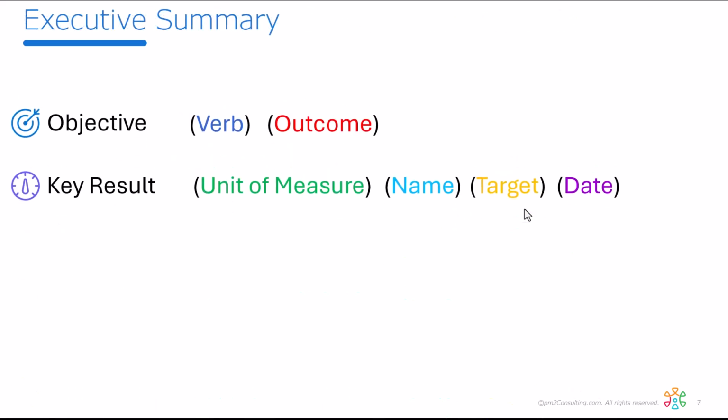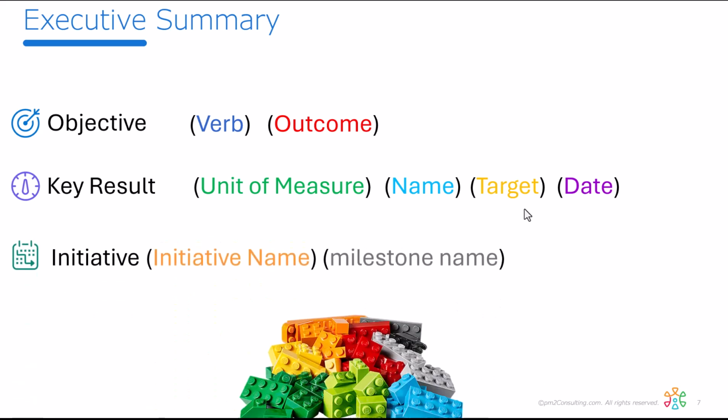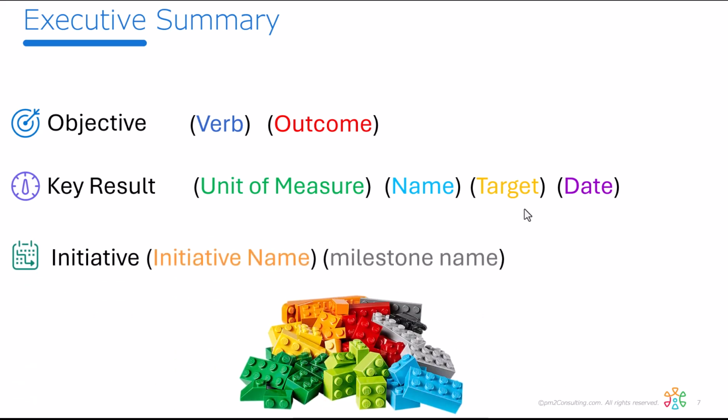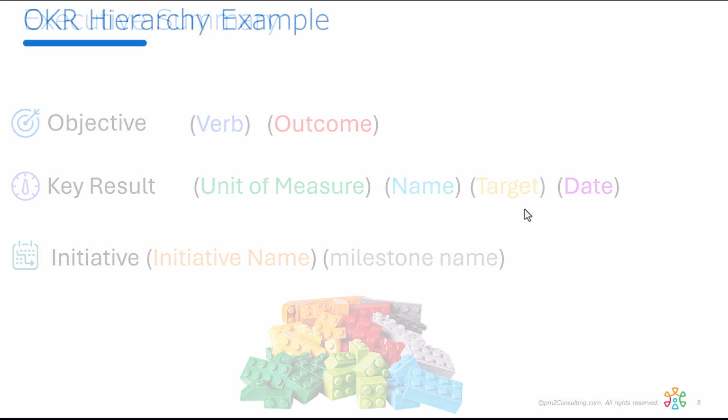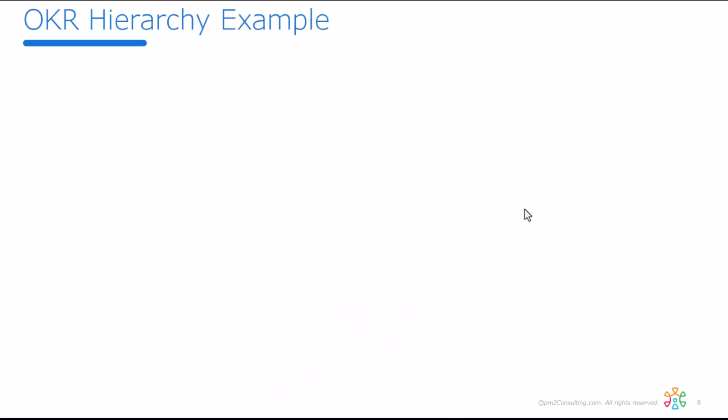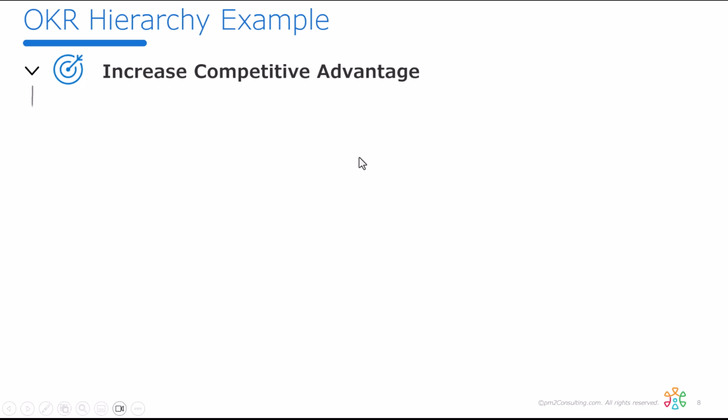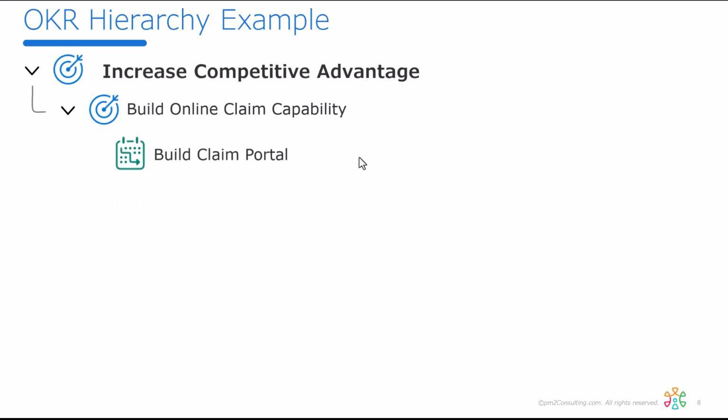And they end up being sort of the building blocks that we use to build any strategic structure. They're almost like Lego blocks. They can go in any sequence, and they just help describe what's going on. So for example, in a traditional hierarchy, maybe overall we want to increase our competitive advantage. To do that, we're going to build some online capability of processing claims.